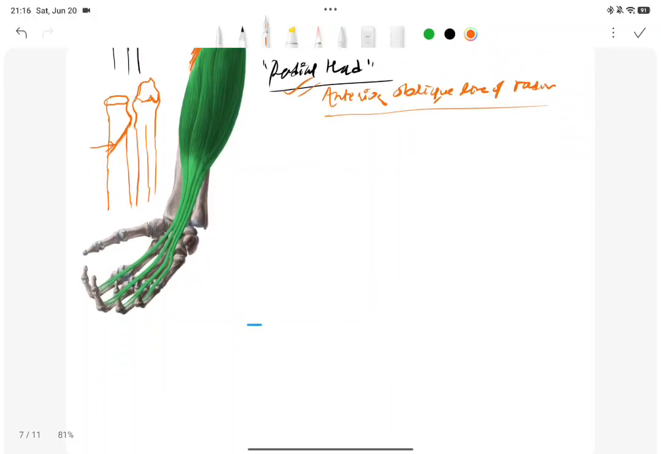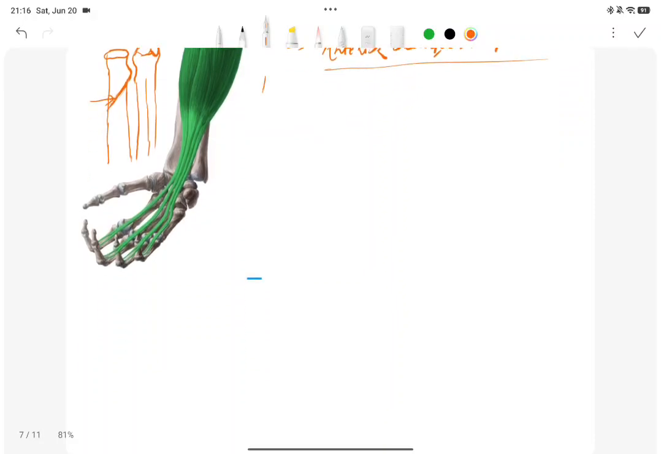Now there will be the insertion also. Where is the insertion? The origin is done. It is inserted in the medial four fingers. You can also see this in the figure: these are the medial four fingers, while the thumb is the lateral finger.